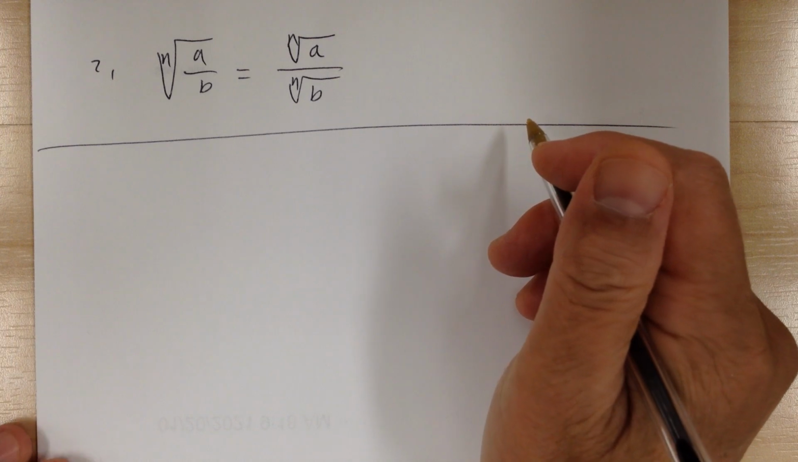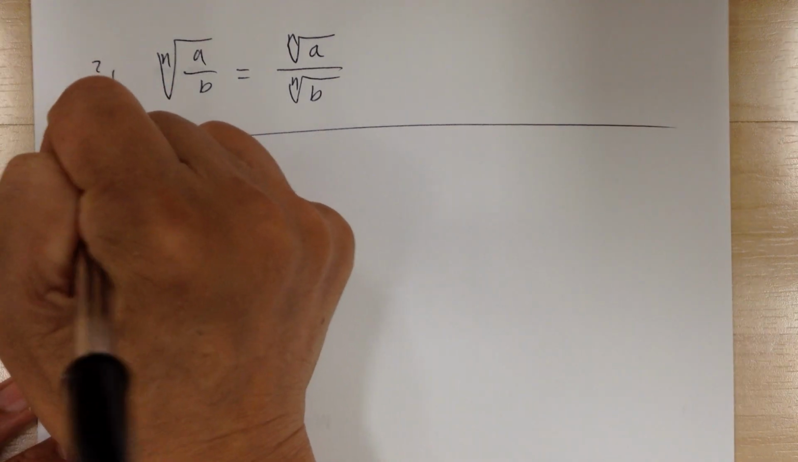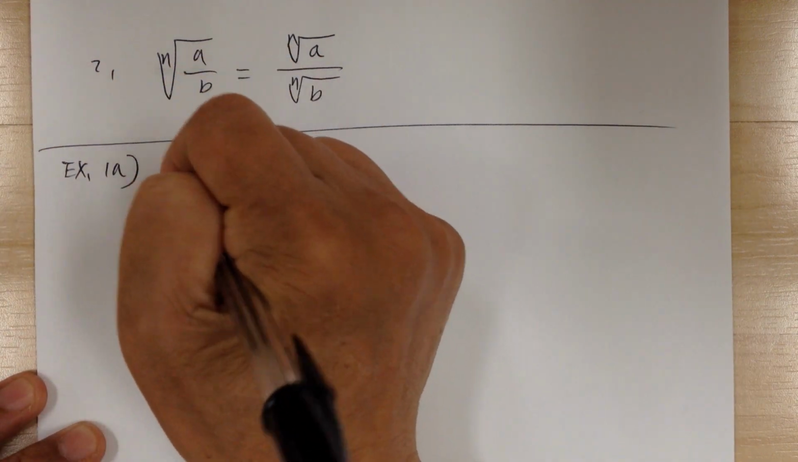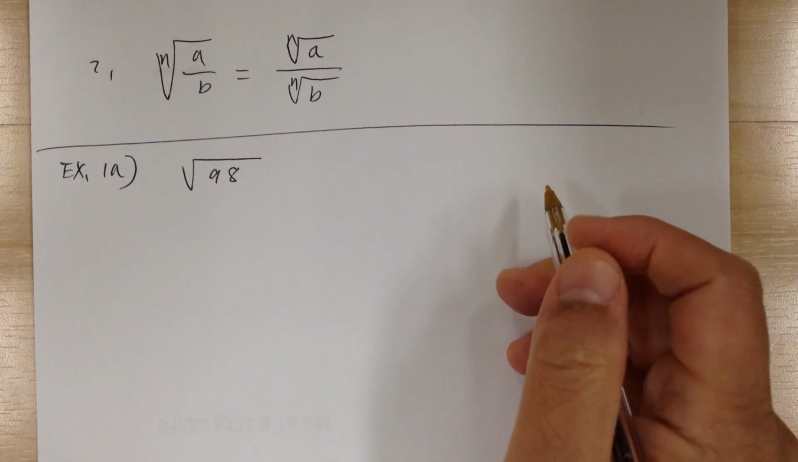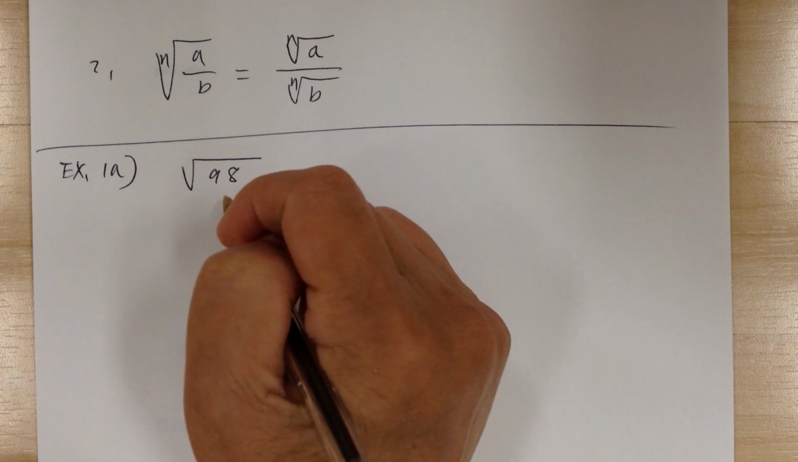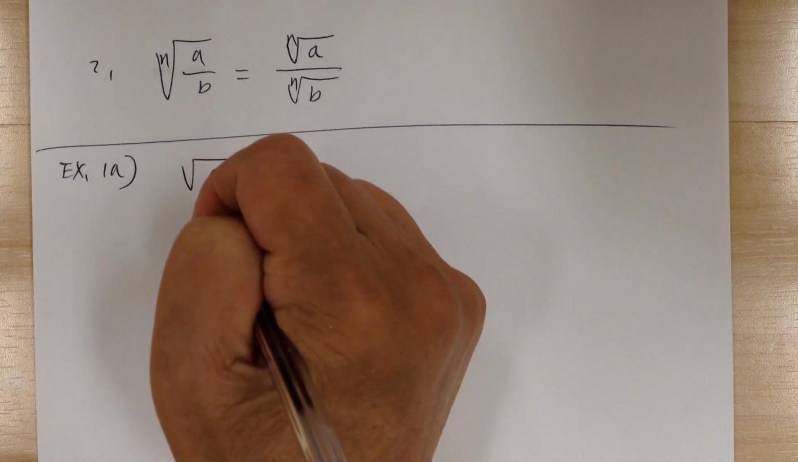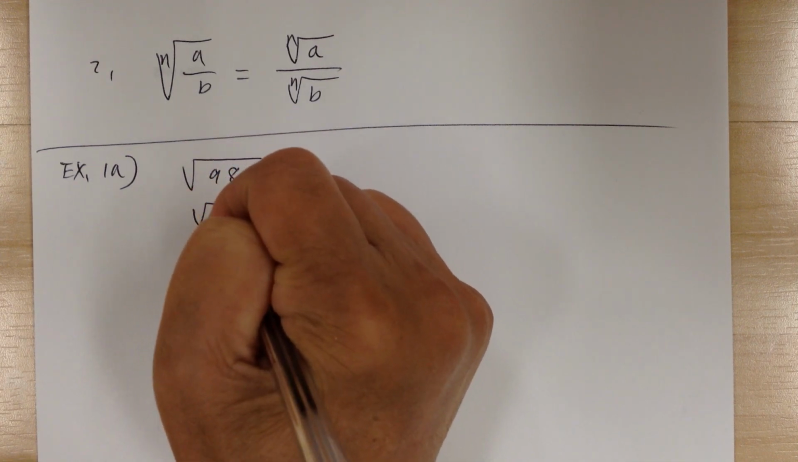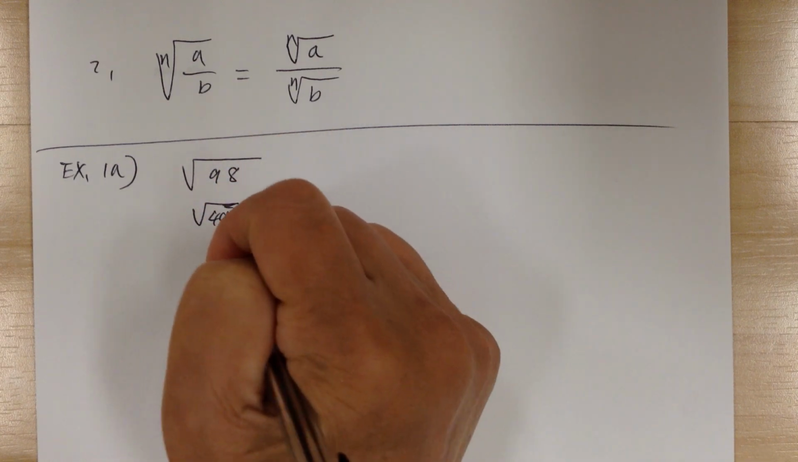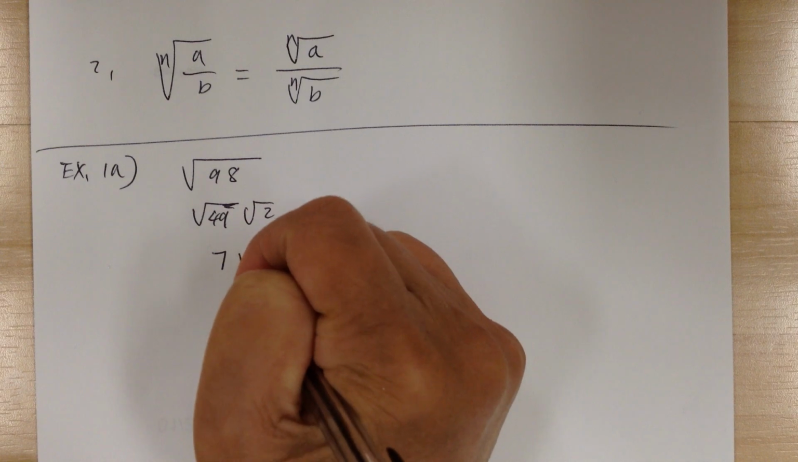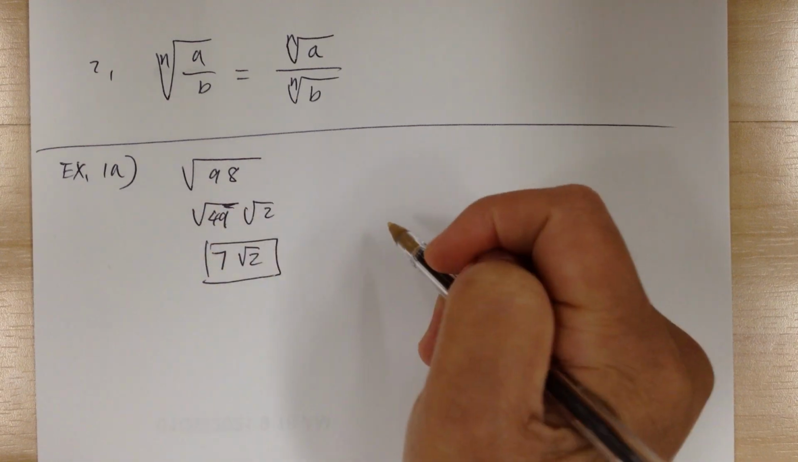Okay, so let's go over some examples. Example 1a, you have the square root of 98. Now there are several ways you can do this kind of problem. If you're good with perfect square numbers, you can separate this into the square root of 49 and the square root of 2. Then the square root of 49 is 7, and the square root of 2 stays the square root of 2. So you can do it this way.